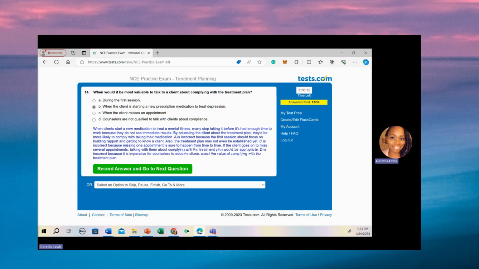A is incorrect because the first session should focus on building rapport and getting to know the client. Also, the treatment plan may not even be established yet. C is incorrect because missing one appointment is sure to happen from time to time. If a client goes on to miss several appointments, talking to them about complying with the treatment plan will be appropriate. D is incorrect because it is imperative for counselors to educate clients about the value of complying with the treatment plan.